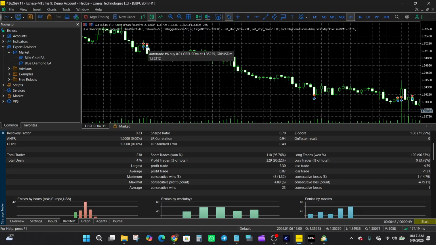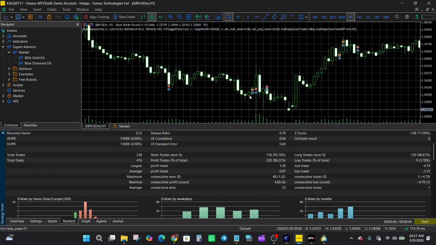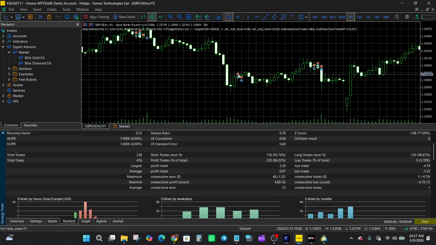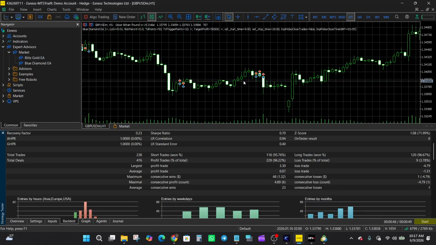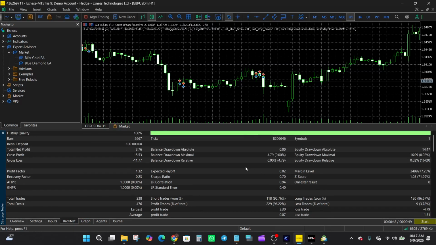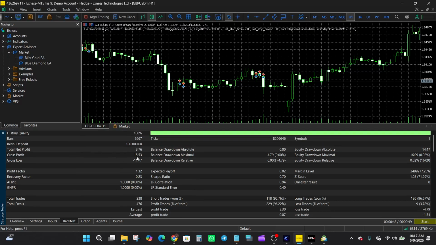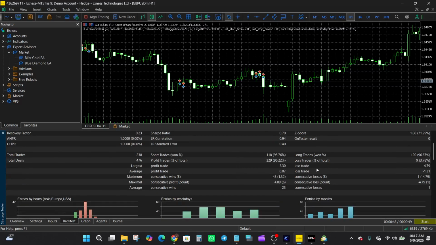You can see open and close. The distance between the opening price and closing price are very close to each other. You can see on several occasions the entry price and the closing price are very close to each other. So that is a confirmation that this EA is actually targeting short-term price movement. And it's not surprising that out of 238 trades, the profit was just $3.76 out of a $100,000 deposit. One of the things that would have also contributed to that is the risk to reward ratio, which is very poor.